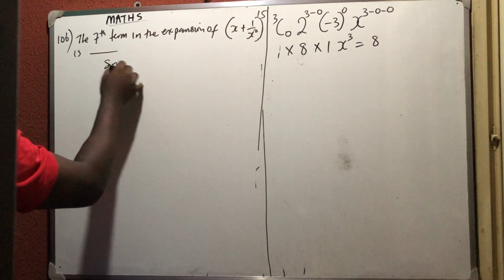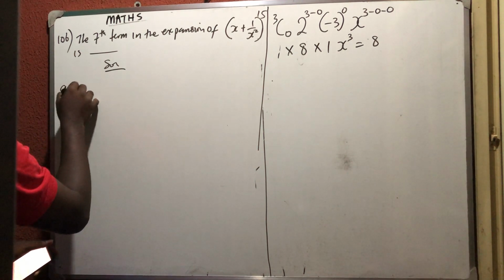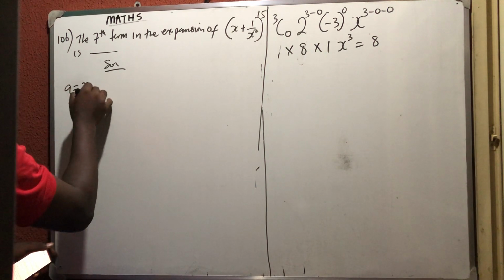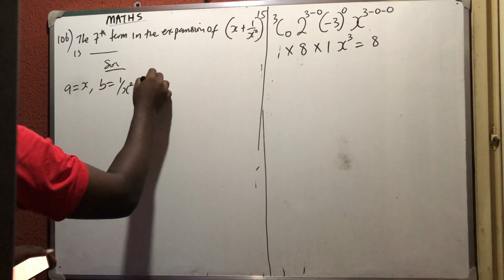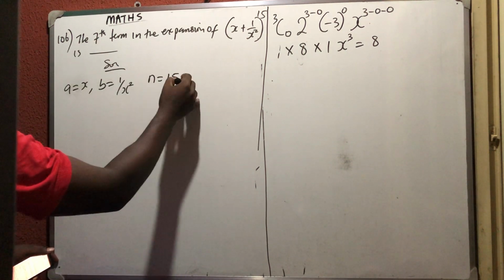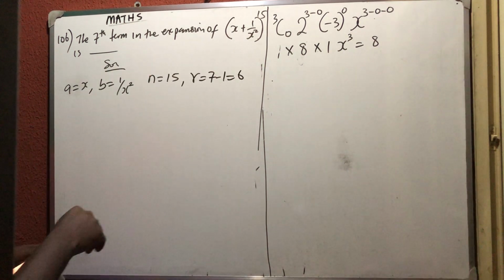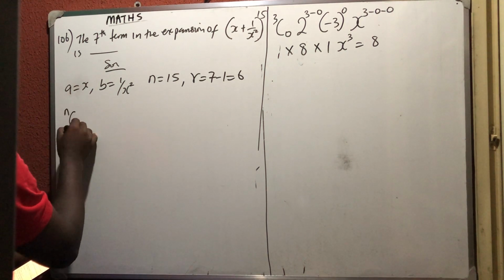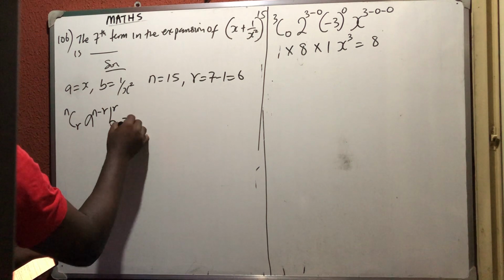So solution, very simple. The same method, I'm going to use that a plus b. You know the formula now. So a is equal to x and b is equal to 1 over x squared, and n is equal to 15. Then for the seventh term, r is equal to 7 minus 1, which is 6. So what do we have now? n combination r, a raised to power n minus r, b raised to power r. So let us put it here.